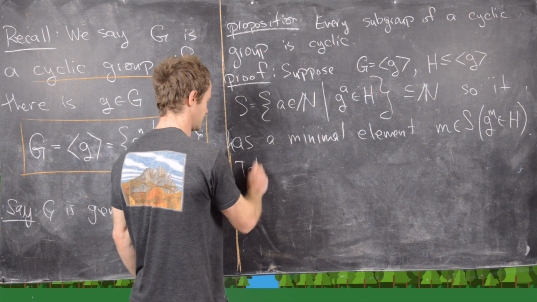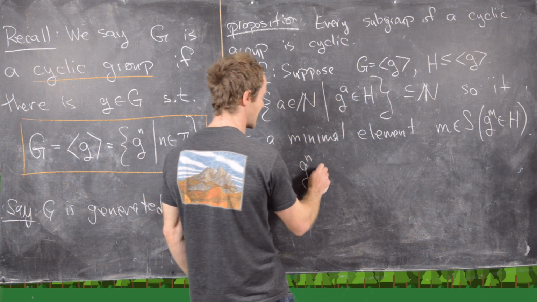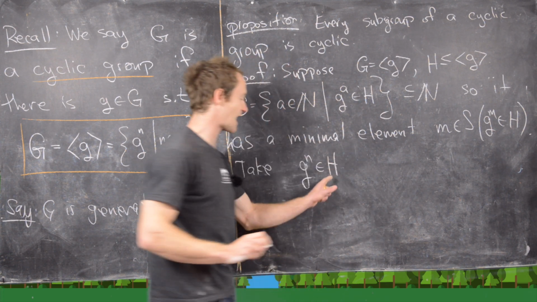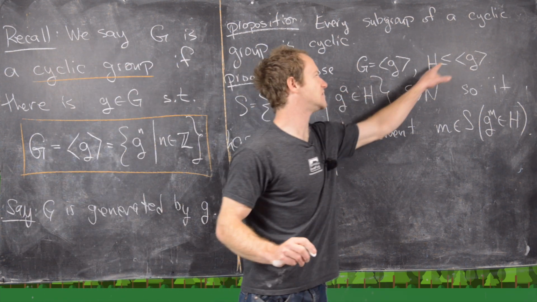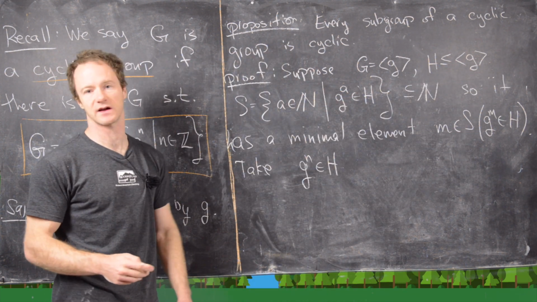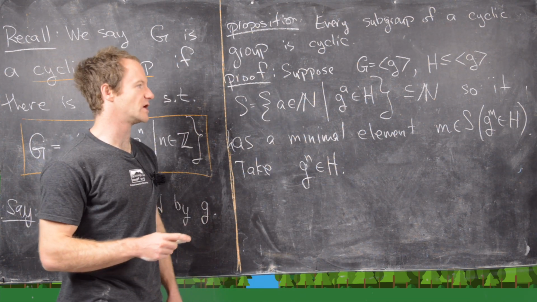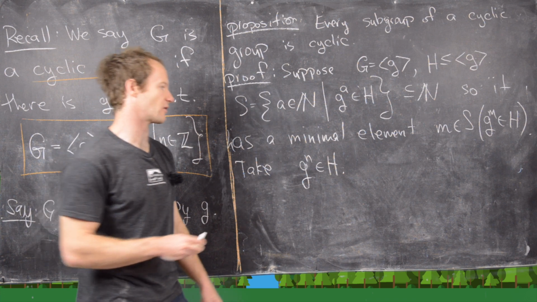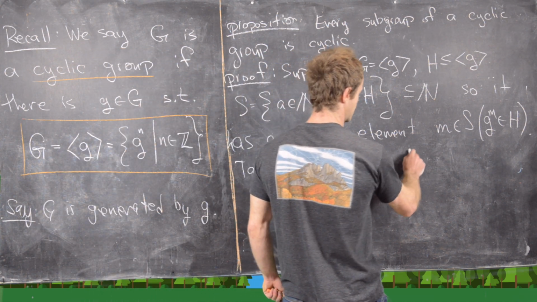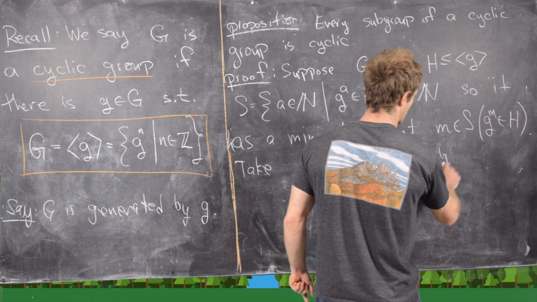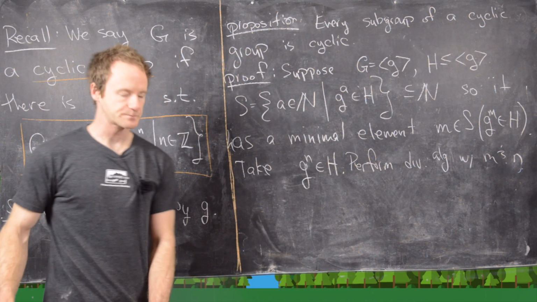Great. So now the next thing that we want to do is take another element from H. Notice we can write that as g to the n, which is in H, because every element from H is of the form g to some power, given that H is a subgroup of this cyclic group. Great. And now we don't have a lot of tools yet, but one tool that we do have is the division algorithm. So let's perform the division algorithm with m and n.